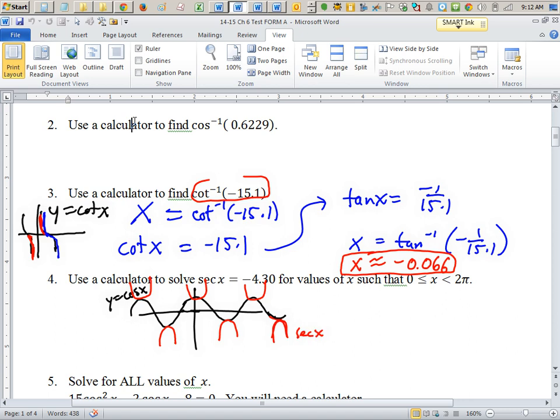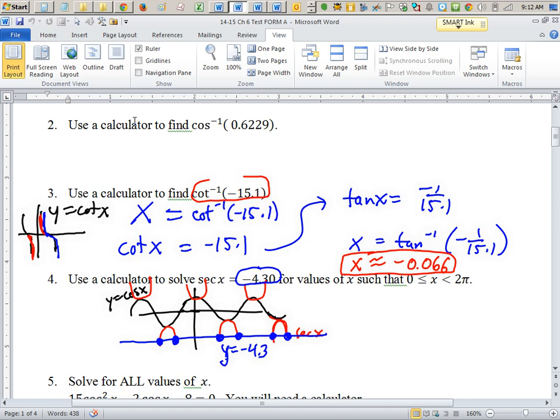So this is the sec graph. And look at the question. What I'm asking you is to find where sec is negative 4.3. So what you could do is go down here to negative 4.3 and draw yourself a line. See? You can see there are many, many intersection points. There's one right there, and one right there, and one right there. See what's going on? So this is the kind of problem that just has multiple answers.